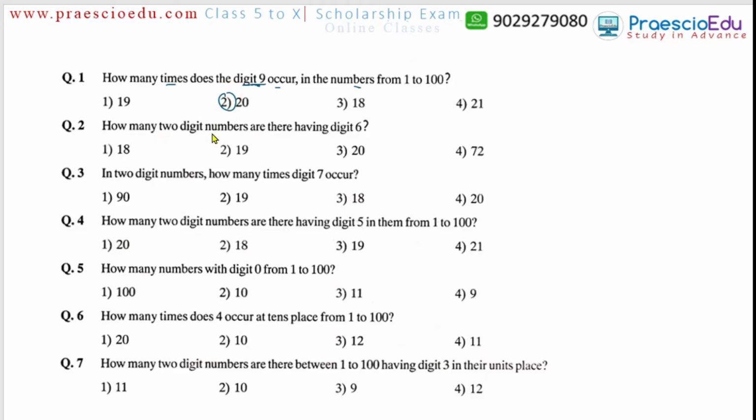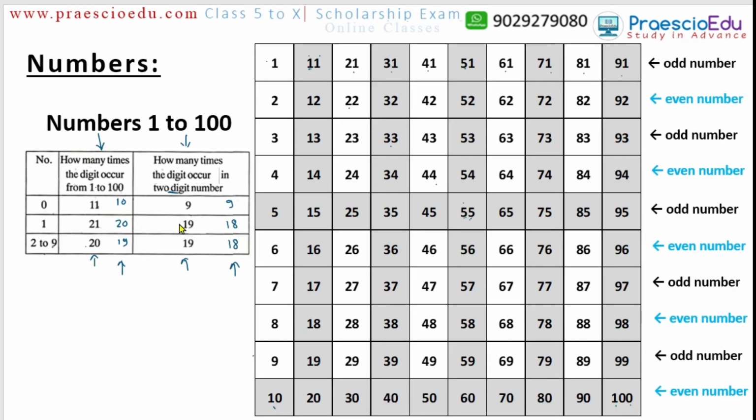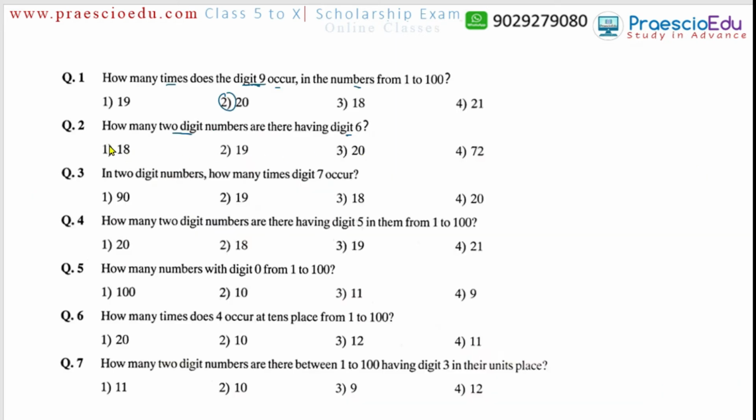Question 2: How many two digit numbers are there having digit 6? Only the two digit numbers having digit 6, which means we have to count the numbers. So for number counting with the digit 6, and only the two digit ones, the answer comes to 18. So 18 means option number 1. Please read the questions carefully. We have to count the two digit numbers where the digit 6 comes. Numbering we have to count, and only related to two digit numbers.